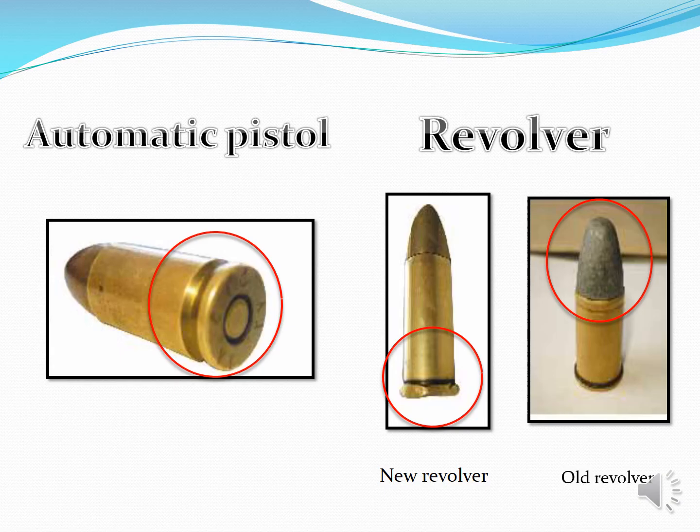Automatic pistol, from its name, automatic, means the cartridge has a groove at the bottom. Okay, revolver all has a rim. Revolver is subdivided into two subgroups: new revolver and old revolver. If the bullet has a jacket of copper or nickel, it is called new revolver. If the bullet of the revolver has no jacket, non-jacketed, it is called old revolver. Okay.